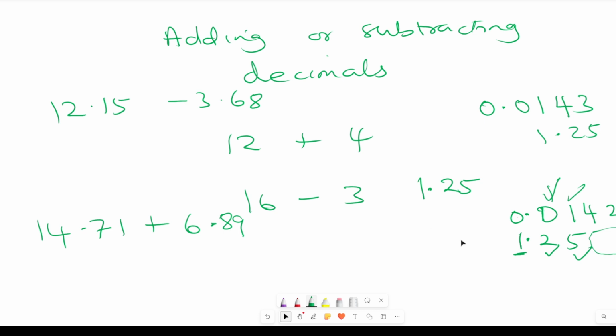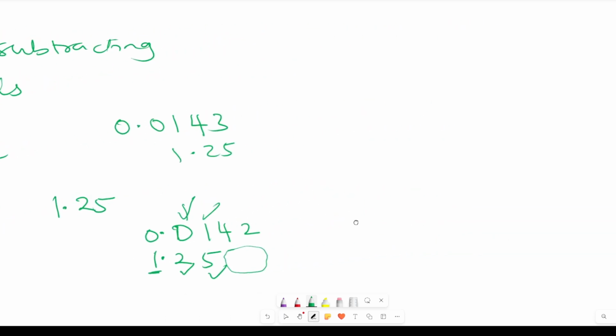Okay, so that is for adding or subtracting decimals. Very short and concise. It's something that we are probably very familiar with, so I'll not waste much time on it. Let's go on to multiplying or dividing decimals.